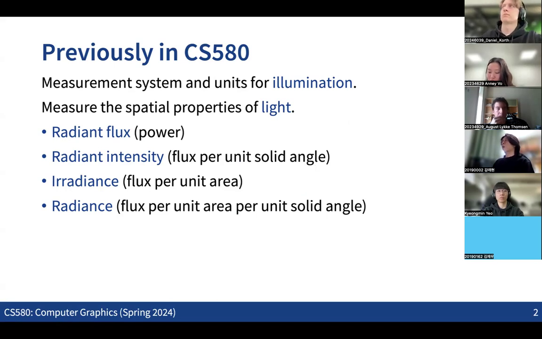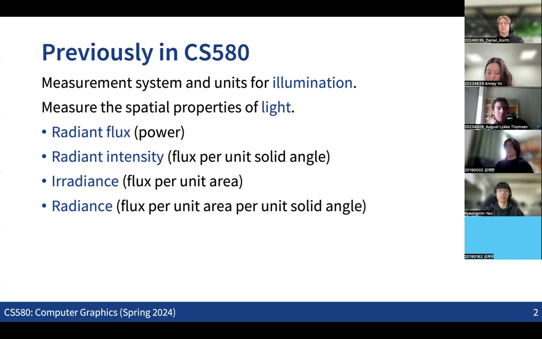So we mainly discussed these concepts. The first one was flux, which indicates the power delivered by the light. And then there are three subsequent concepts. The first one is radiant intensity, which indicates the flux per unit solid angle. So we also discussed the idea of the solid angle. In contrast to that, irradiance was the flux per unit area, which is more about measuring the light coming into a specific point over the surface. And radiance was the flux per unit area and also per unit solid angle.